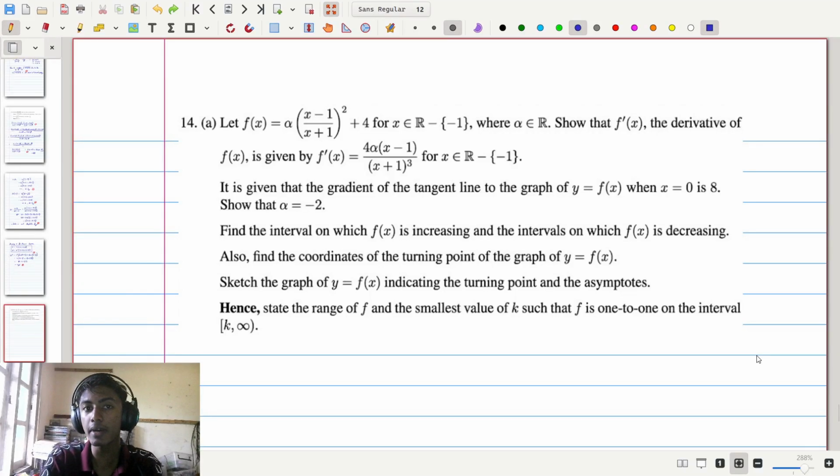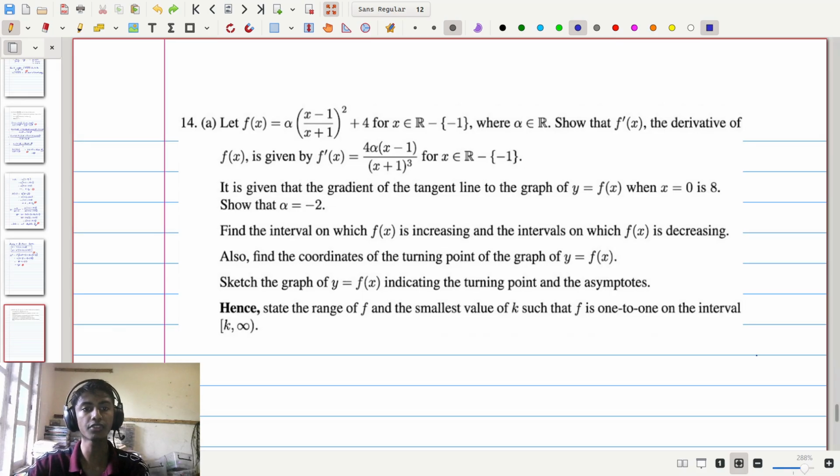2026 A-Level Combined Mathematics Paper 1 Part B, Question number 14 Part A. Part B of this same question will be discussed in a future video, link in the top right. Part A of this question has to do with functions, their derivatives, their second derivatives, and analyzing these derivatives in order to draw the graph of the function.